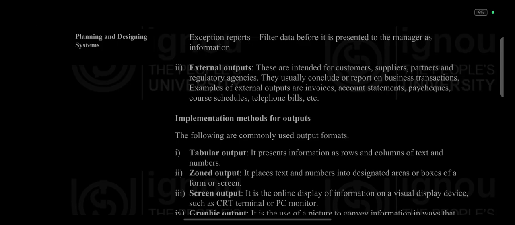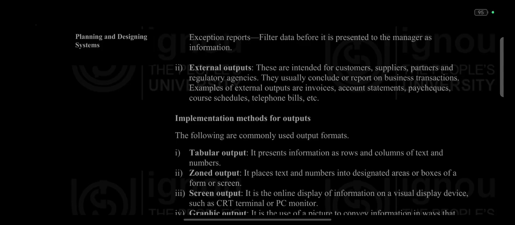Examples of external outputs are invoices, account statements, paychecks, course schedules, telephone bills, etc. Implementation methods for outputs. The following are commonly used output formats. Tabular output, it presents information as rows and columns of text and numbers. Zoned output, it places text and numbers into designated areas or boxes of a form or screen.